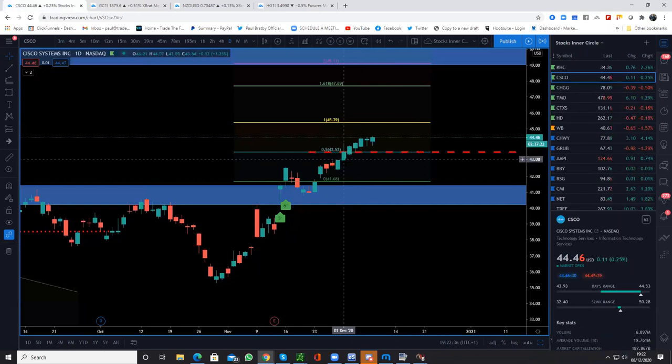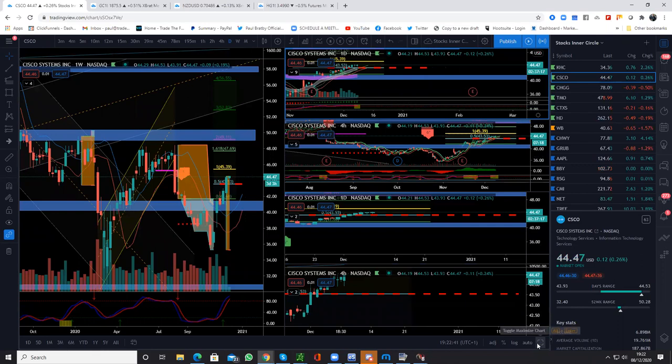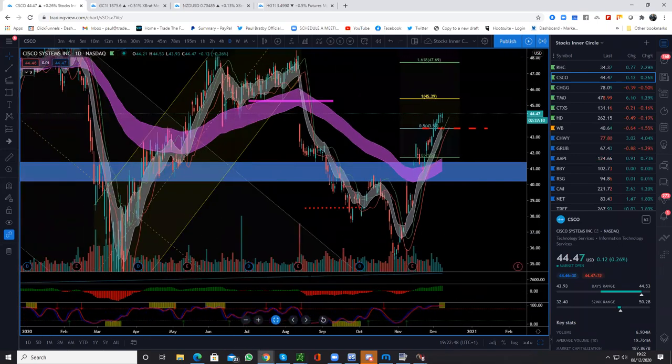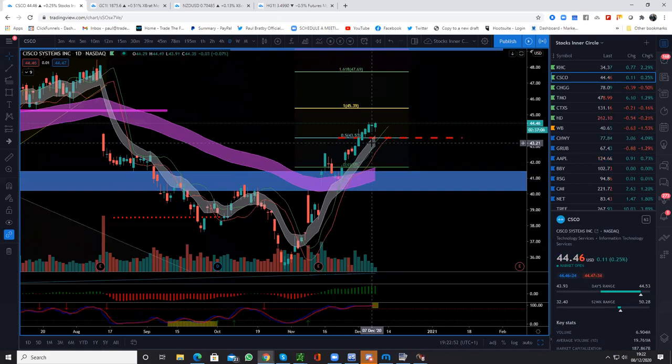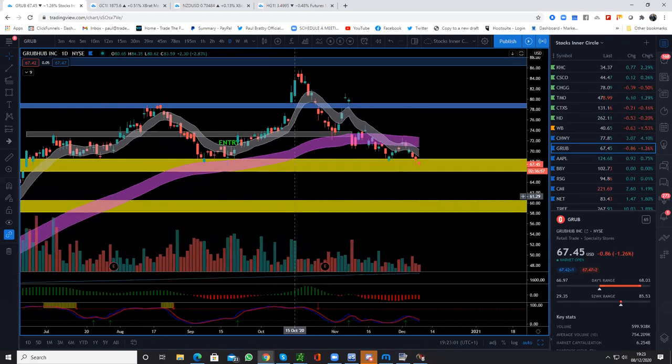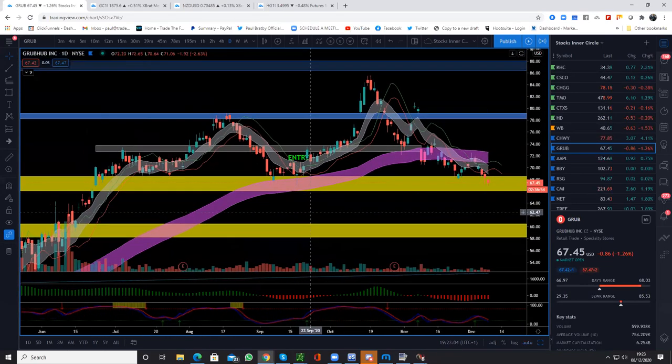When I'm looking at stocks, for example, I use an 89 and a 10. This is a bad example, but this is Cisco. You can see the 10 EMA being respected on this daily time frame. This is the 89 support. Let's find a better example of that when I get a wave 4 pullback. Grub was a perfect example. This was an Elliott wave 4 pullback. It found support in both the linear support and resistance zone and the 89 EMA cloud. My entry was here. Boom.